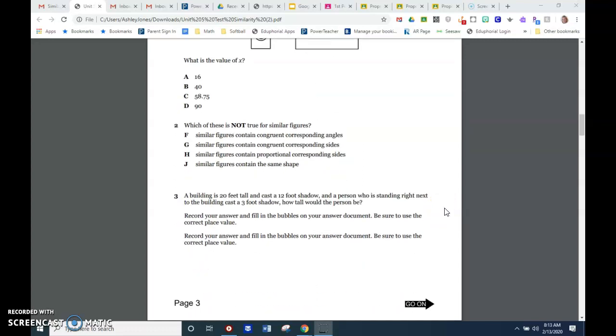Number 2. Which of these is not true for similar figures? F. Similar figures contain congruent corresponding angles. G. Similar figures contain congruent corresponding sides. H. Similar figures contain proportional corresponding sides. J. Similar figures contain the same shape.